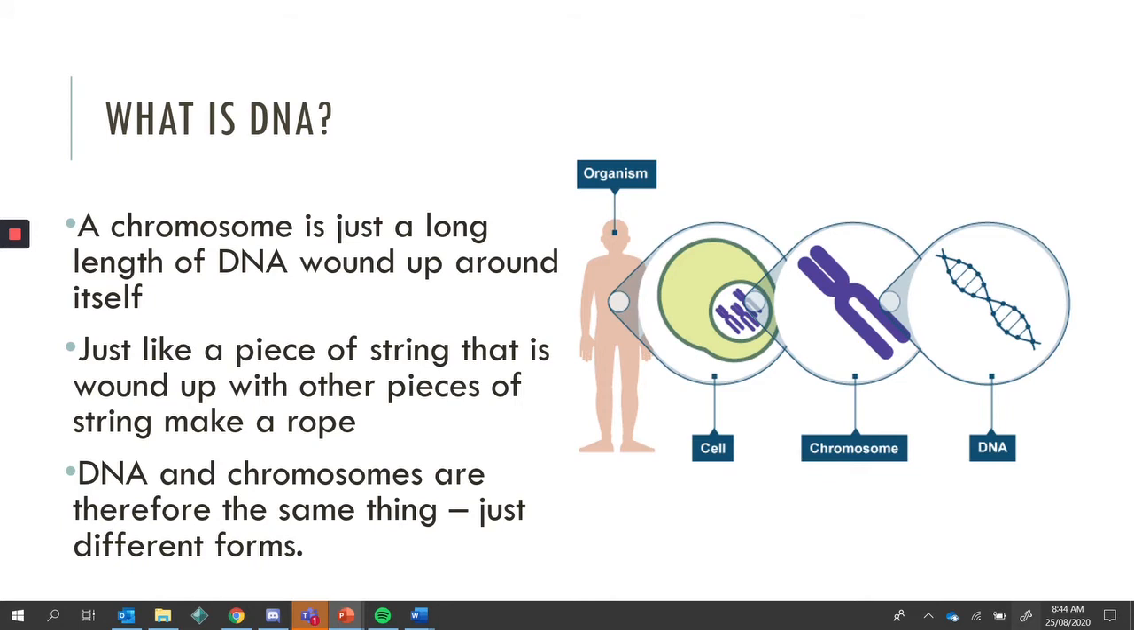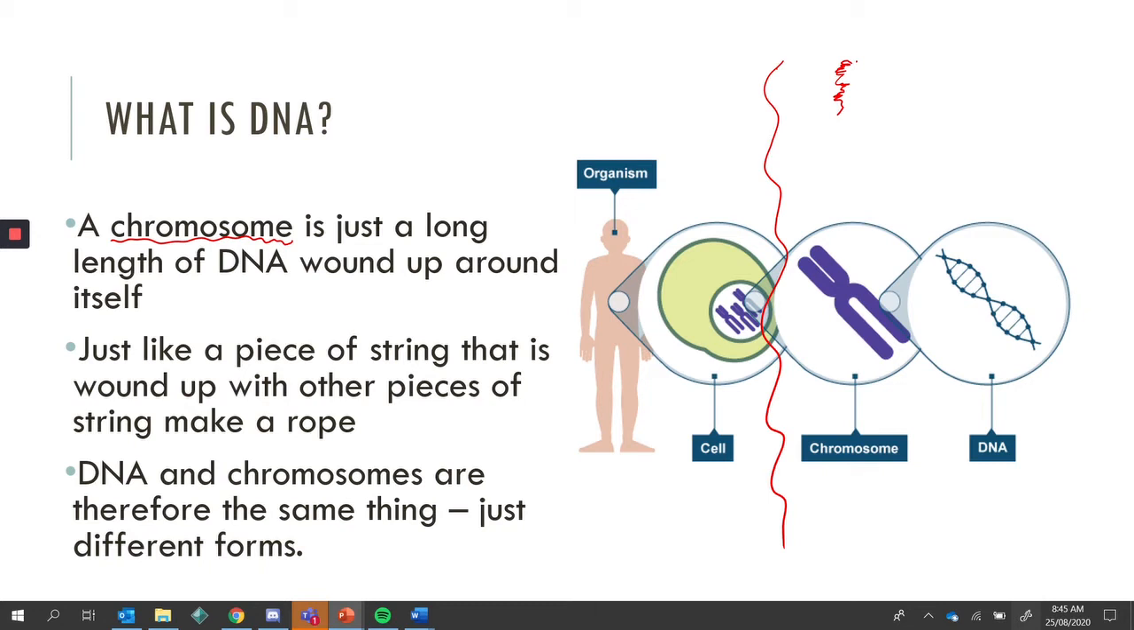Okay, our next bit of keywords is a chromosome. So what a chromosome is, it's just a really long piece of DNA that's wound up tightly. So here's my piece of DNA that's really, really long. If I just wind it up all tightly like this, that's a chromosome, a really long piece of DNA wound up tightly. So I've got just like a piece of string that you can wind up really tightly to make a thick rope. That would be like the chromosome.